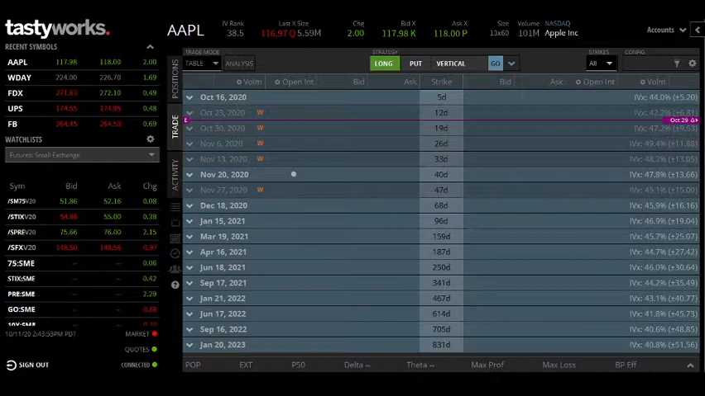Tastyworks shows the IV rank. TOS shows the IV percentile. So you want a high IV environment for credit spreads specifically.